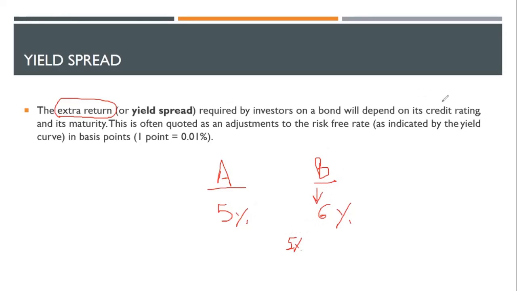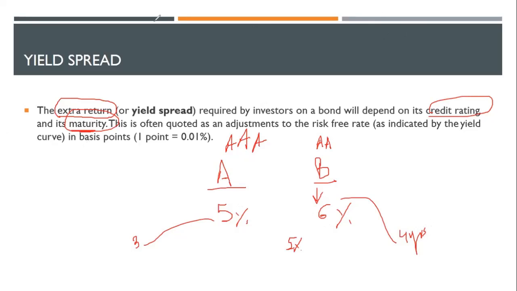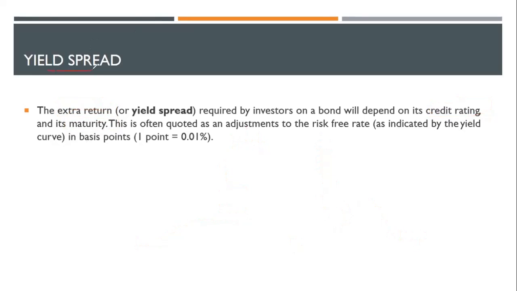And why is it more? Because of their credit rating. Maybe this one has a credit rating of AAA and this has a credit rating of AA. So this is the factor. And also maturity, because 5% is for 3 years, and the bond they are offering is probably a 4-year bond. Because the maturity is longer, and the higher the risk, the higher the return, the higher the maturity, the higher the risk. So maturity also matters. So we understand what yield spread is and why it happens. Two things.